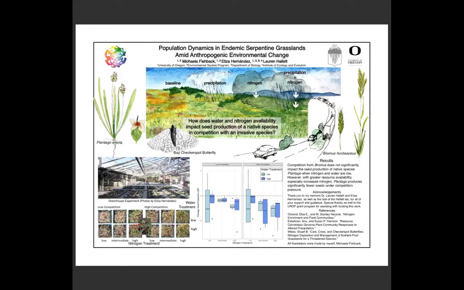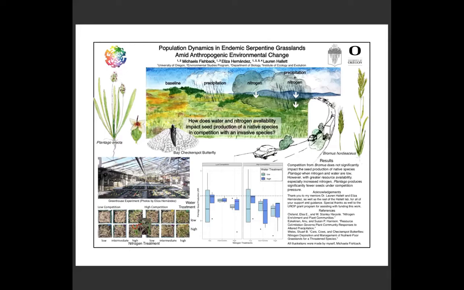The seed production of a single Plantago individual was recorded at low, intermediate, and high nitrogen enrichment at both low and high water availability among low and high density Bromus. These 12 treatments seen here, along with the same 6 resource treatments for Plantago without competition, were repeated 4 times for a total of 72 plots.